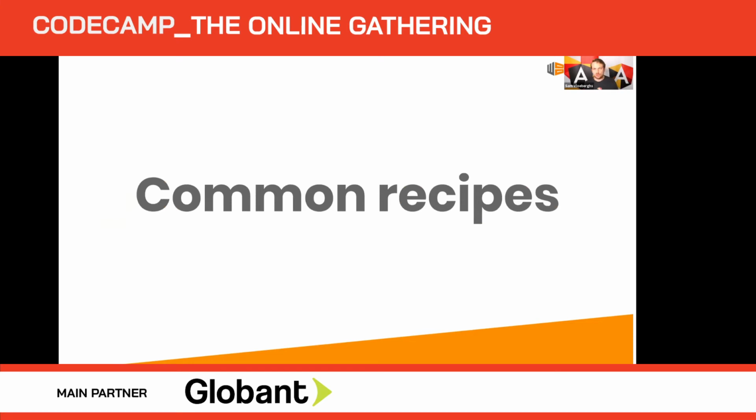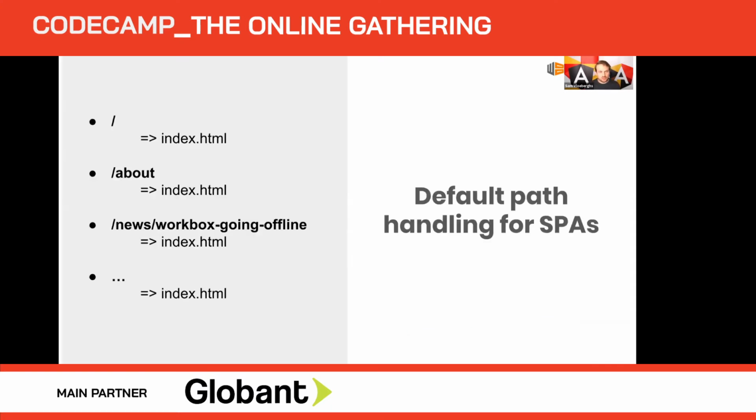So Workbox has many use cases, and many of them will be specific to your application. But there are some common recipes or scenarios that are very likely to come back in many applications. For example, the default path handling for single-page applications.